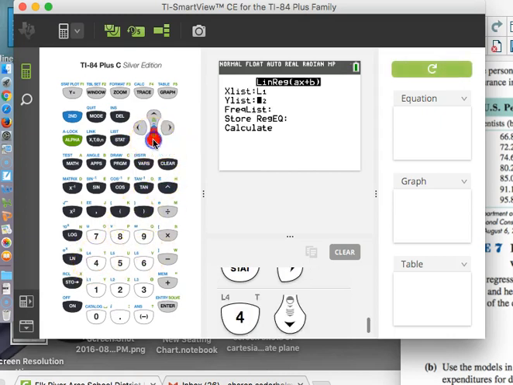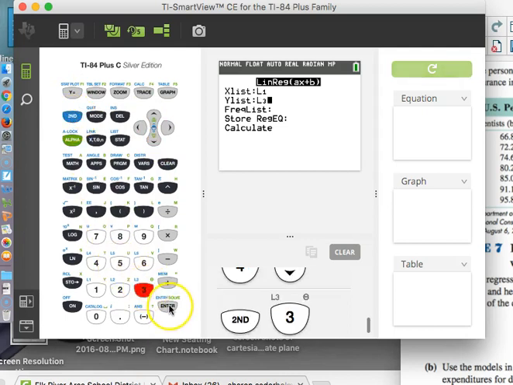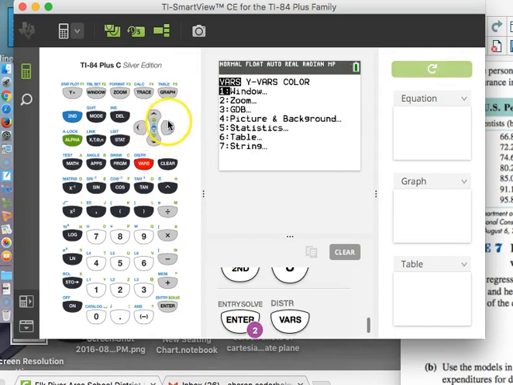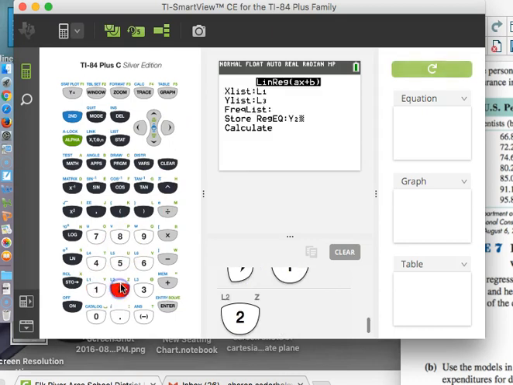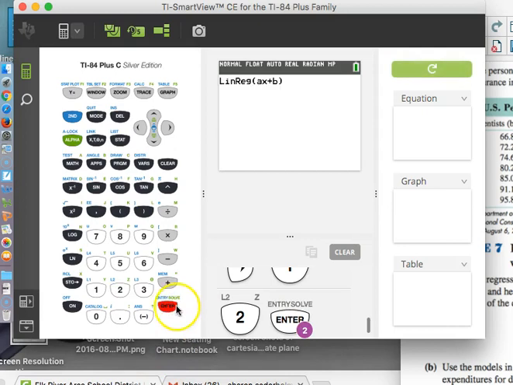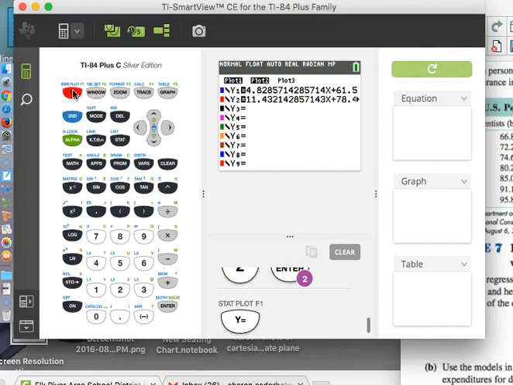But this time I want it to use my list 1 of my years and my health insurance data, which was under list 3. So that's second number 3. And I don't want to store it over the top of the other one, so I'll do variables, Y variables number 1, but now I'm going to pick number 2. So that will store that in Y sub 2 and calculate. So in my Y equals, both of these are put in, and that will help me do my linear regression.